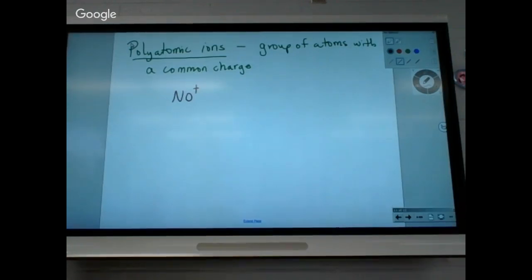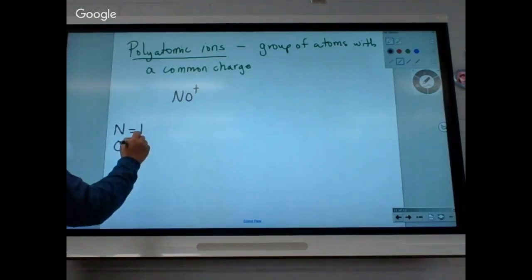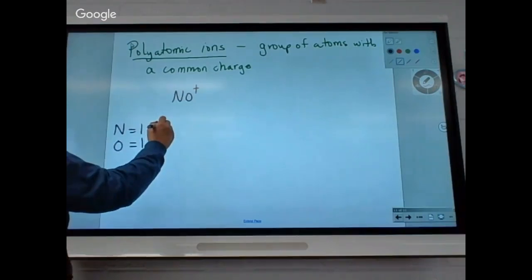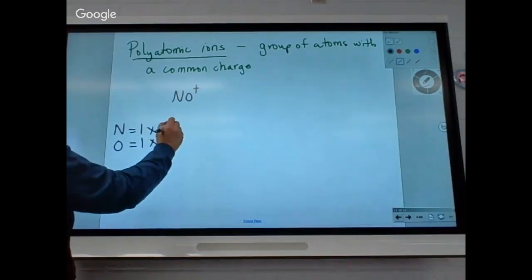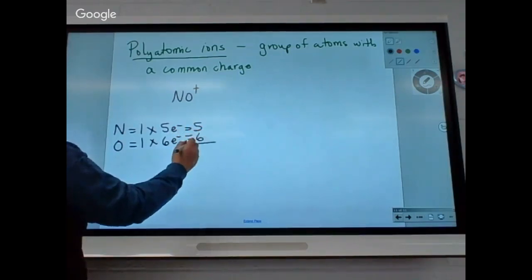All right. So NO plus. How do we do this? What do we do with that plus sign? That's what we need to talk about. How many N's do we have? One. Okay. How many O's do we have? How many electrons in the outer shell of N? How many in O's? 5, 6. Okay, so we've got 5, we've got 6, gives us 11.